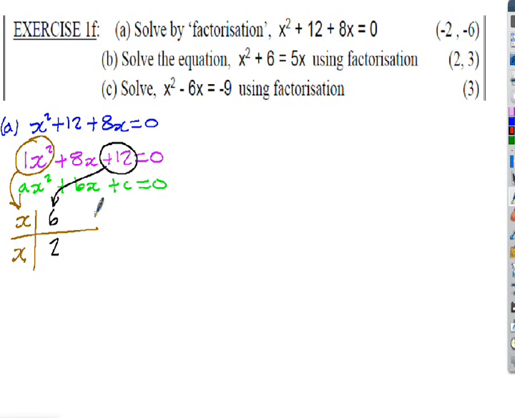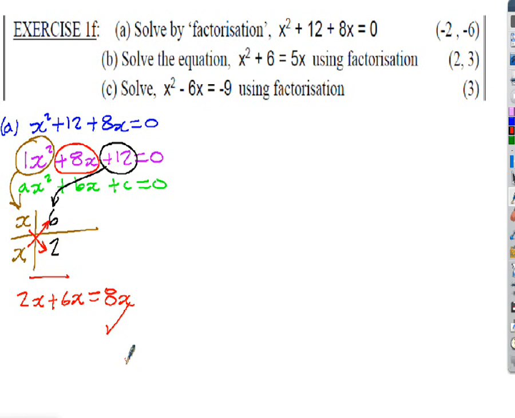To keep the process consistent, I'm going to cross multiply these two values in this case and add them up. So cross multiplying, I get x multiplied by 2, so that's 2x, and I get x multiplied by 6, so I add to that the 6x. What does that give me? That gives me 8x. Is that the middle term that I'm looking for? Positive 8x here? Yes it is. So I've got the solution straight away here.